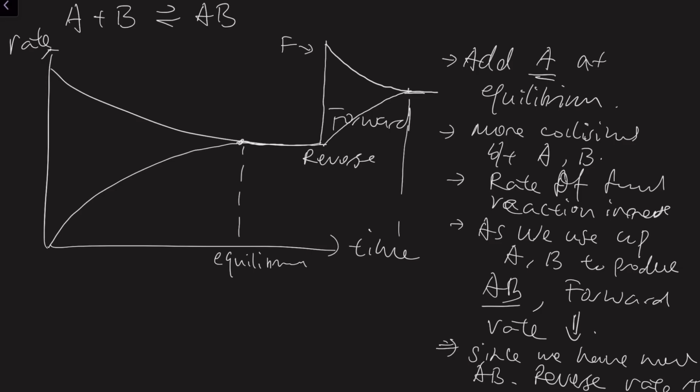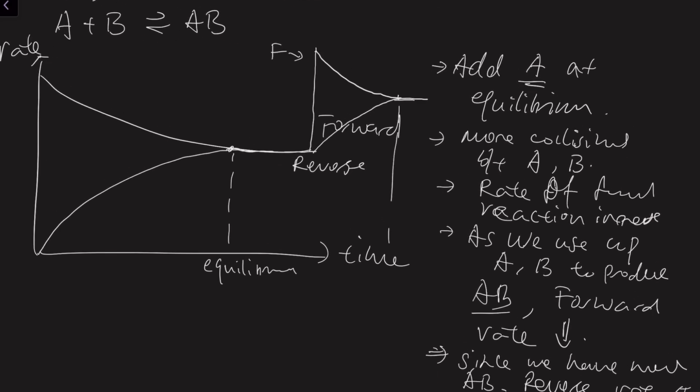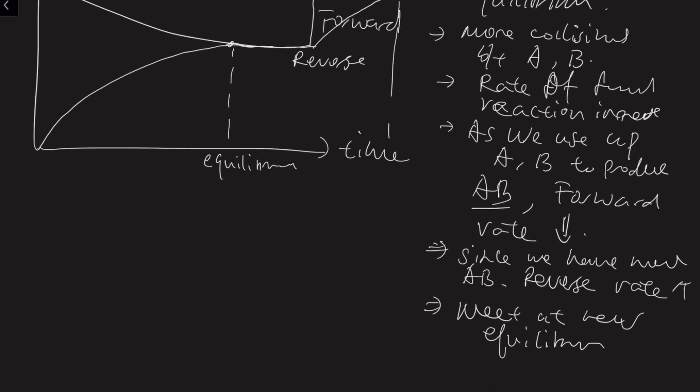And this is completely okay. We are still at equilibrium, because the definition of equilibrium is where the rate of forward reaction is equal to the rate of reverse reaction. It doesn't matter if both forward and reverse reactions occur at a faster rate, as long as they are equal to each other, then we are at equilibrium. So this is the perspective from rate of reaction.